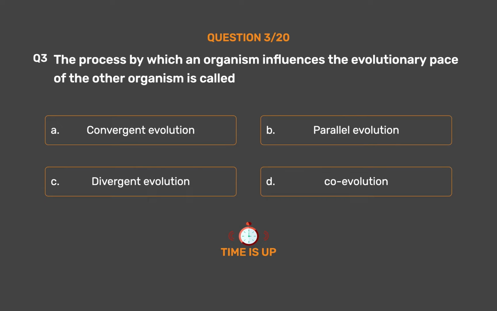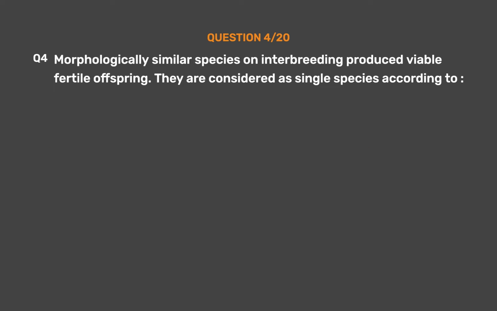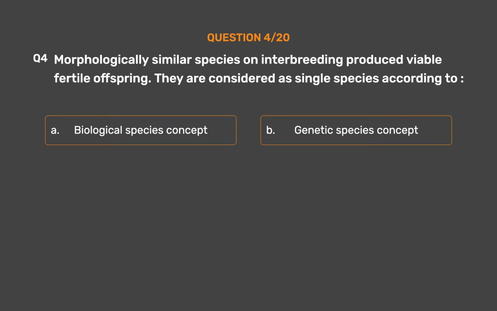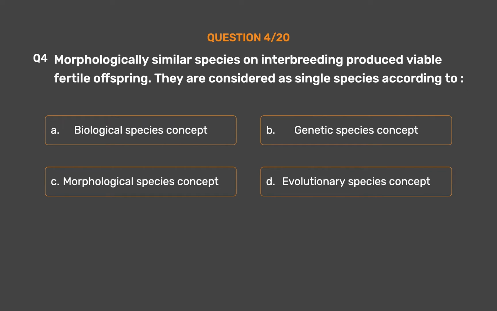The correct answer is Option D. Coevolution. Question number 4. Morphologically similar species on interbreeding produce viable fertile offspring. They are considered as single species according to Option A. Biological species concept. Option B. Genetic species concept. Option C. Morphological species concept. Option D. Evolutionary species concept.